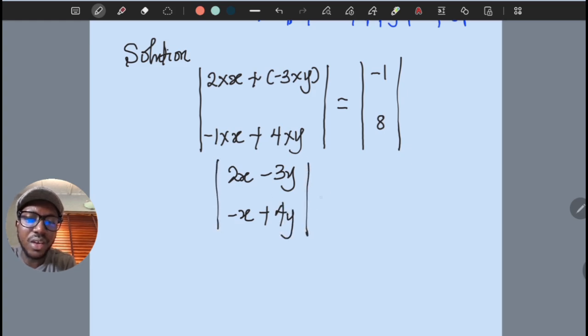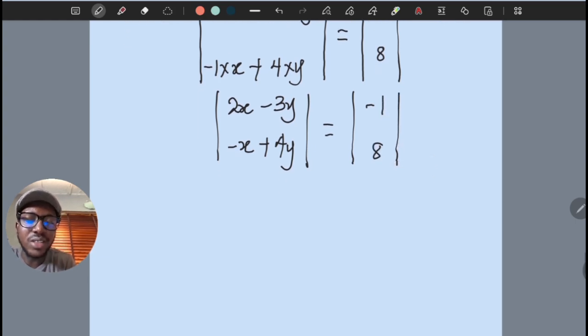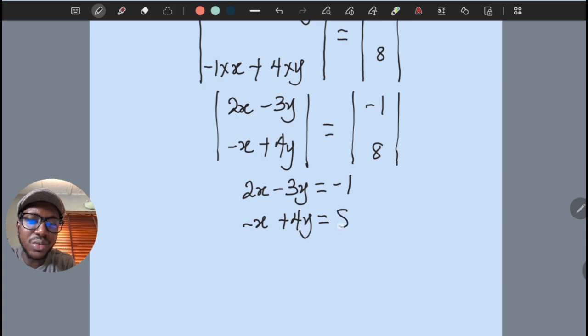And from here, we can see that what is on the left hand side is also equal to what is on the right hand side. So we can then form our simultaneous equation from here and say that 2x minus 3y is equal to minus 1, and minus x plus 4y is also equal to 8. So we can label this equation 1 and we label this equation 2. So pretty easy. I want to eliminate x.